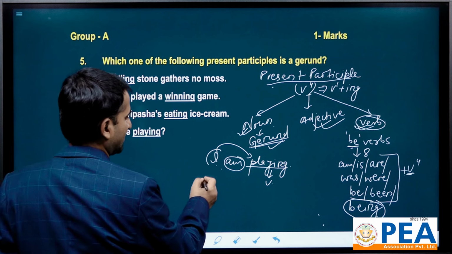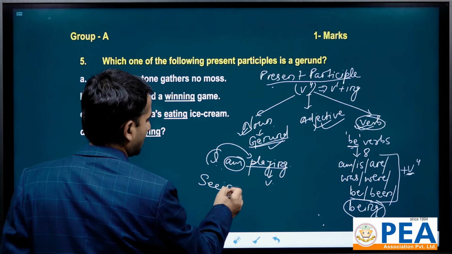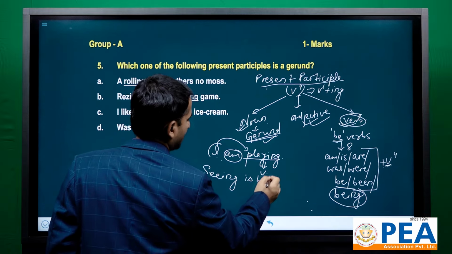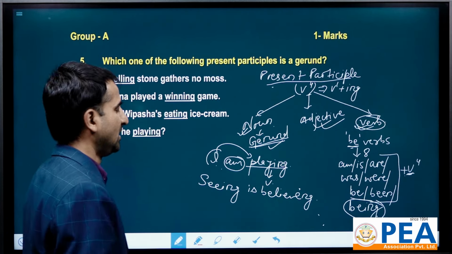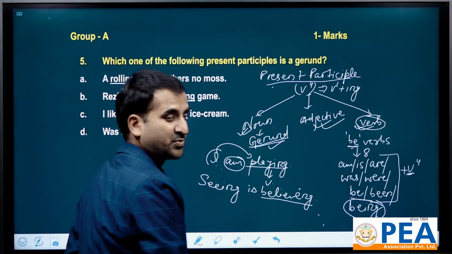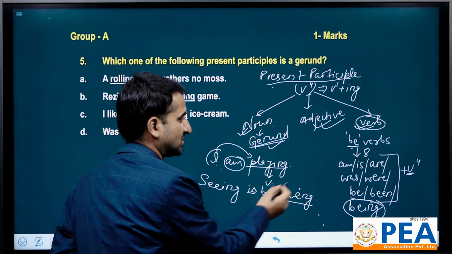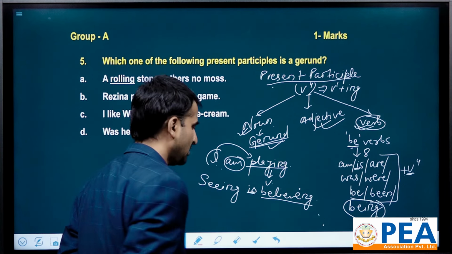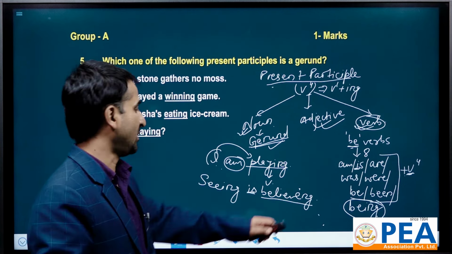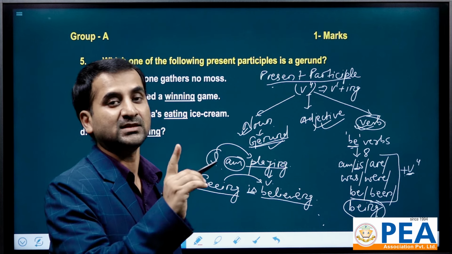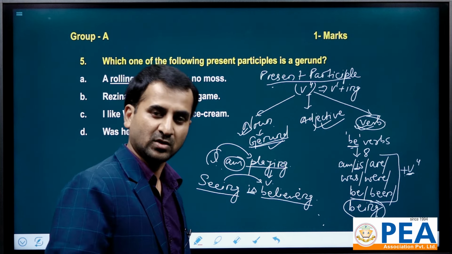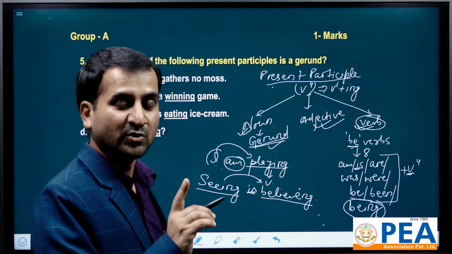Now I am writing another example. Seeing is believing. Here we see believing. It is a present participle, and before it is "is", out of these be verbs. So the first condition is fulfilled to become a verb. But we have to see: in seeing is believing, seeing does not do this function. Seeing is believing means once you see it, you believe it. Means a person who sees, he can believe it. It's something that can be believed when it is seen.